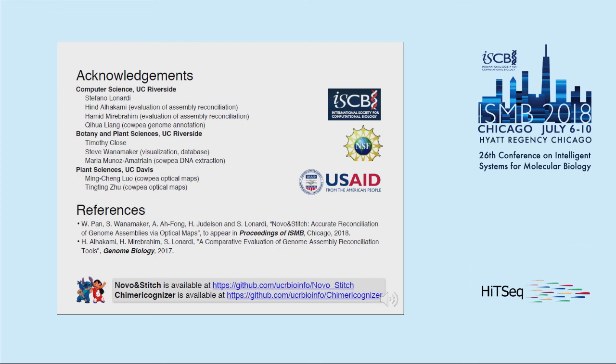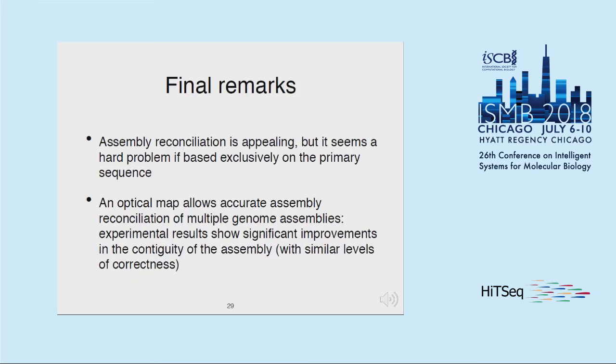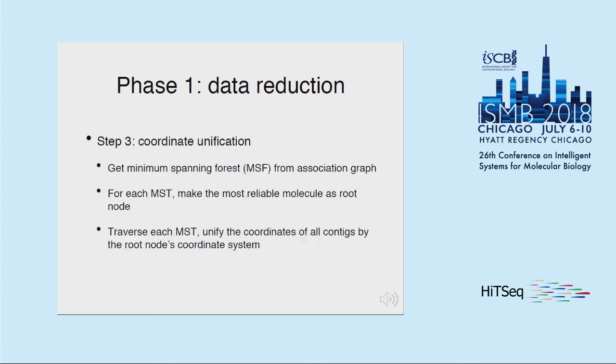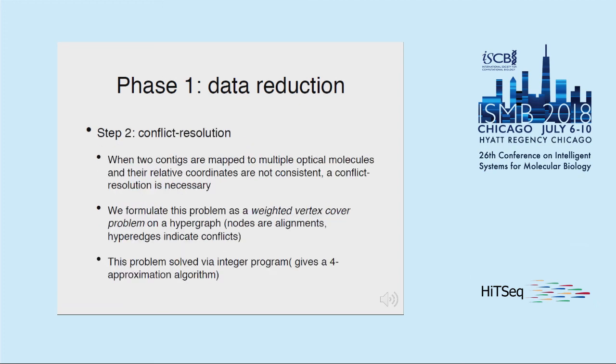I didn't see in your algorithm where you took into account optical maps that might be chimeric. You mean, how do you identify potentially chimeric optical maps? Oh, that's actually the part of removing chimeric contigs, which is not part of the NovoStitch algorithm. It's actually the second work, which is called Chimera Recogniser. We actually solve that based on the abundance of the contigs and the optical map molecules.